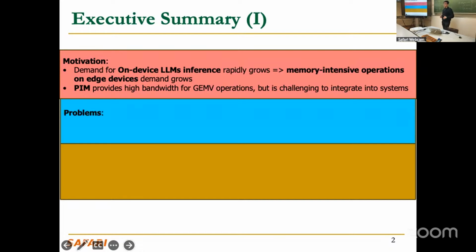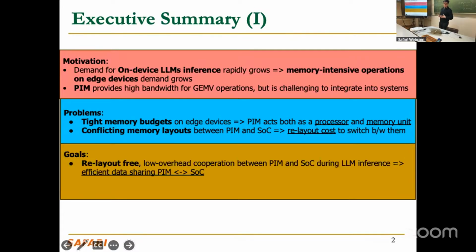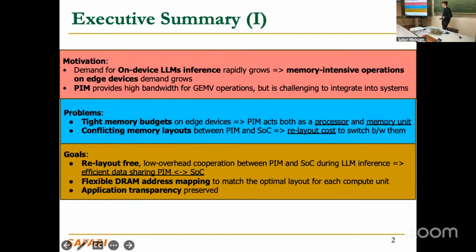There are some problems we have to cope with, such as the tight memory budgets on edge devices, because this way we have to use PIM both as a processor and as a memory storage unit, as well as the conflicting memory layouts between PIM and SoC that I already introduced. This will lead us to incur some relayout data costs and also some redundant data copies, which we want to solve. The goals are to enable relayout-free, low-overhead cooperation between PIM and SoC during LLM inference. We also want to devise a flexible DRAM address mapping to match the optimal layout for each compute unit. And lastly, we still want to preserve application transparency.